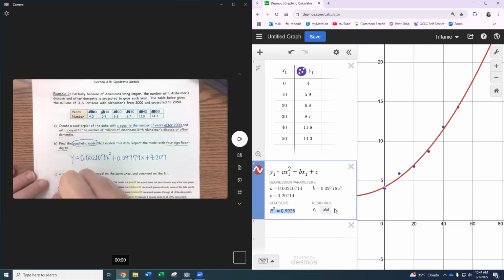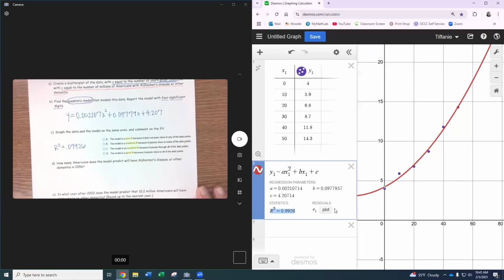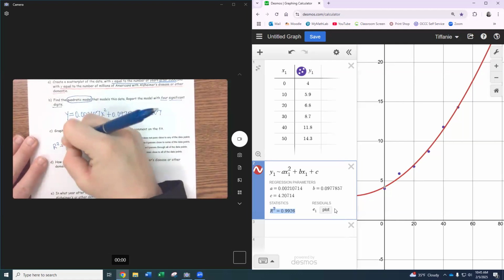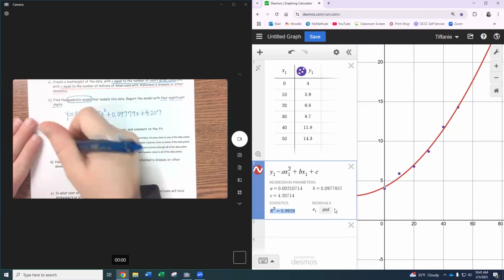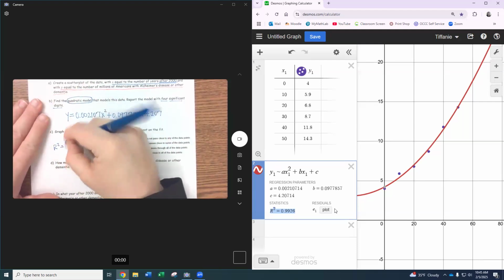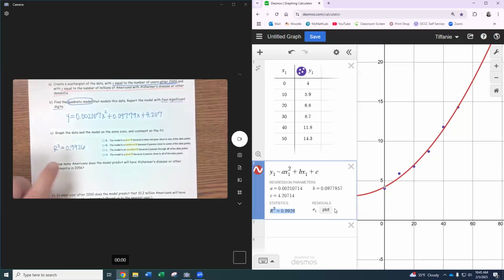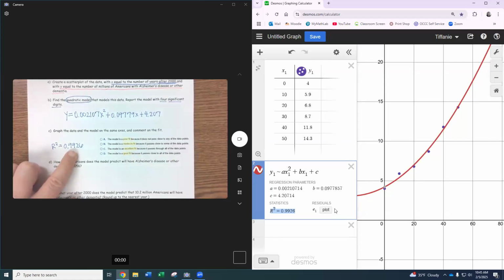Here, my R squared equals 0.9926. Remember, the closer that this R or R squared is to 1, the better that this fit is. So the fact that this is 0.0, oh, let's try to switch that 0, because that would not be a good fit. Since it is 0.99, 0.99 is very, very close to 1. So this is a really good fit.